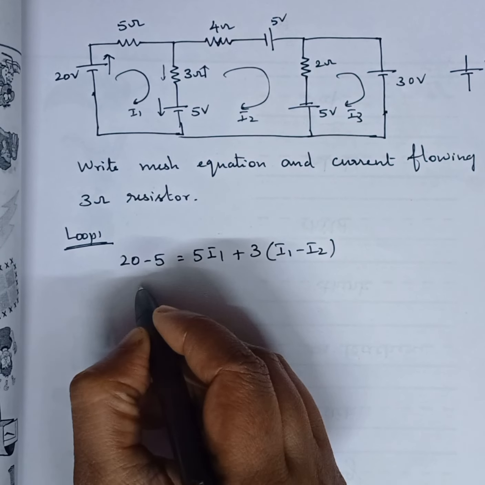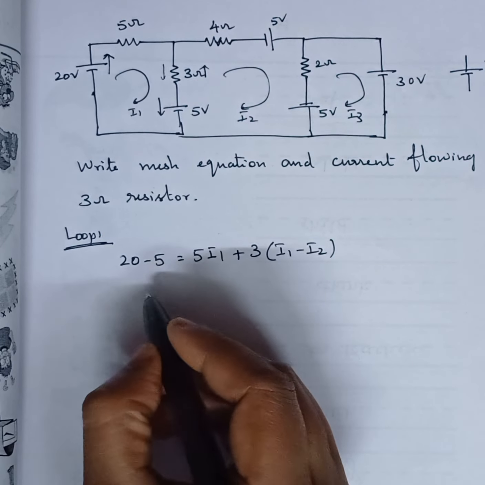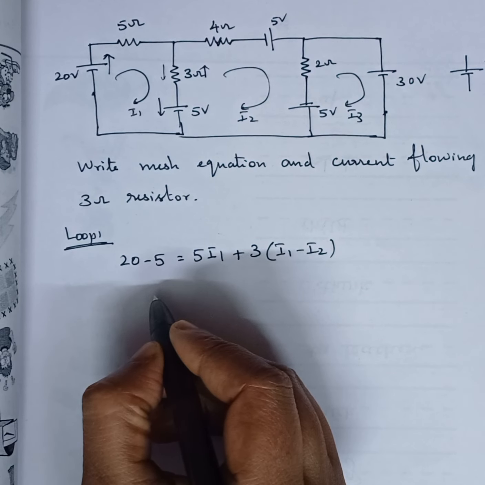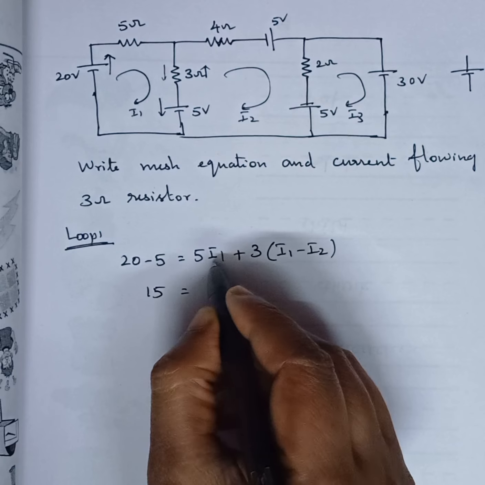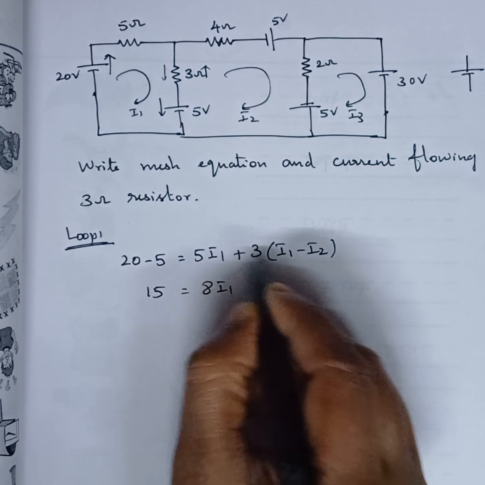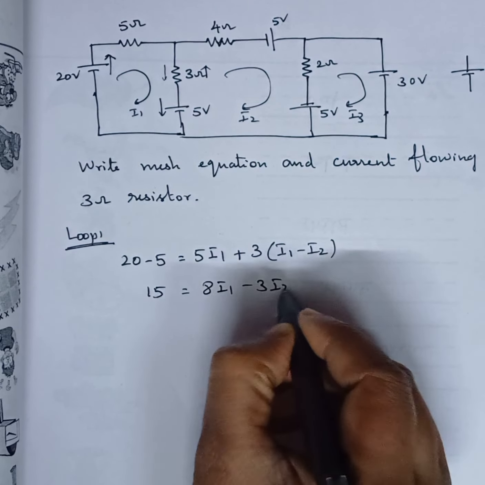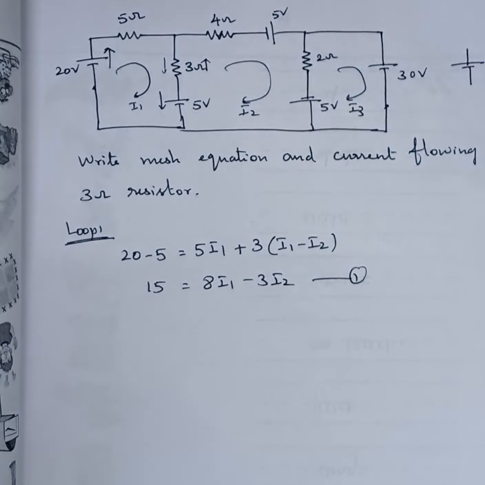So just rearrange this one as coefficients of I1 and I2, correct. So we'll get the answer. So 15 is equal to 5I1 plus 3I1 together, so 8I1 minus 3I2. Let us have this as first equation.